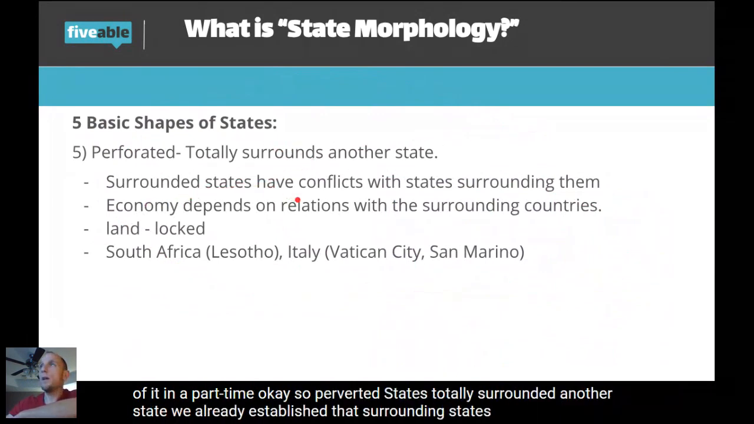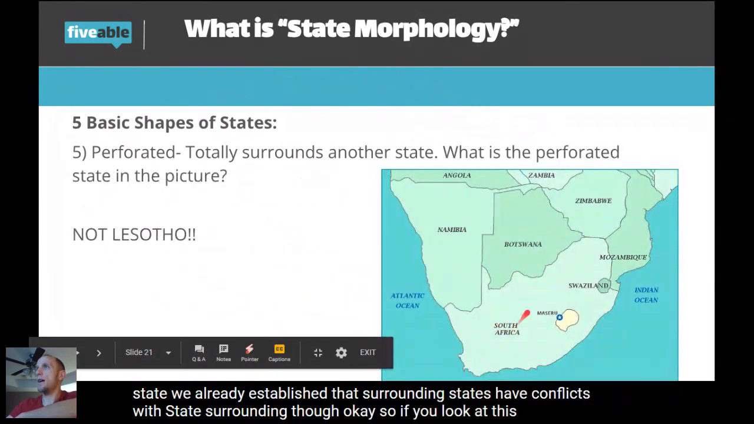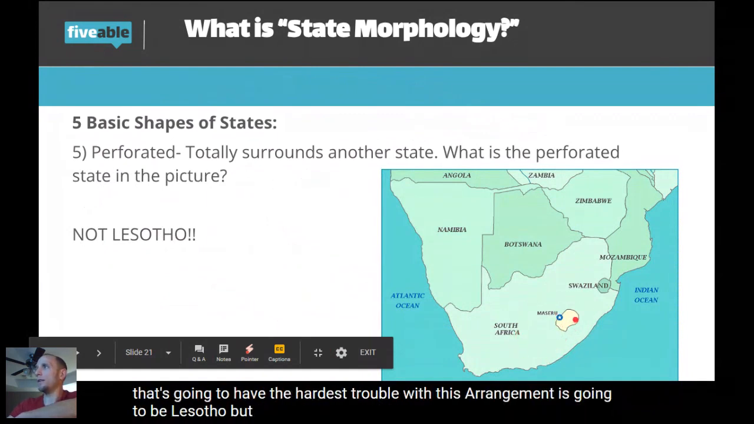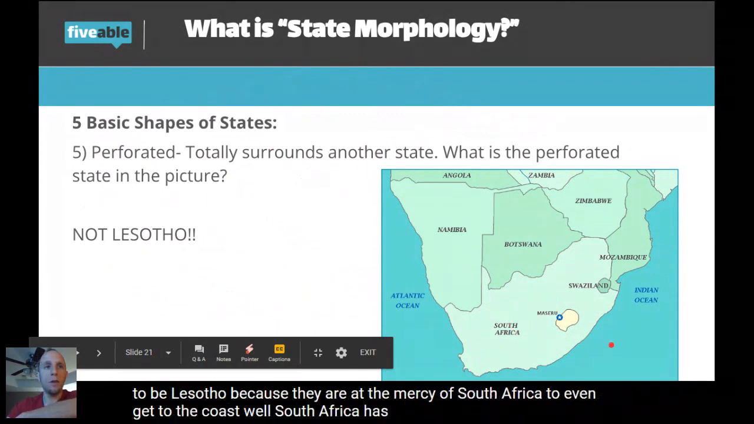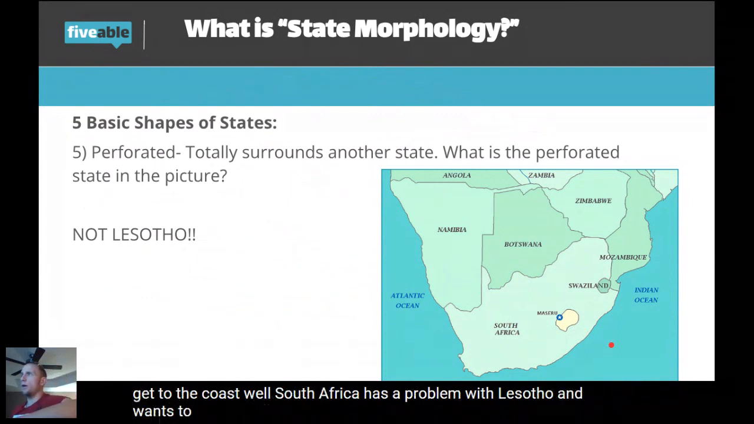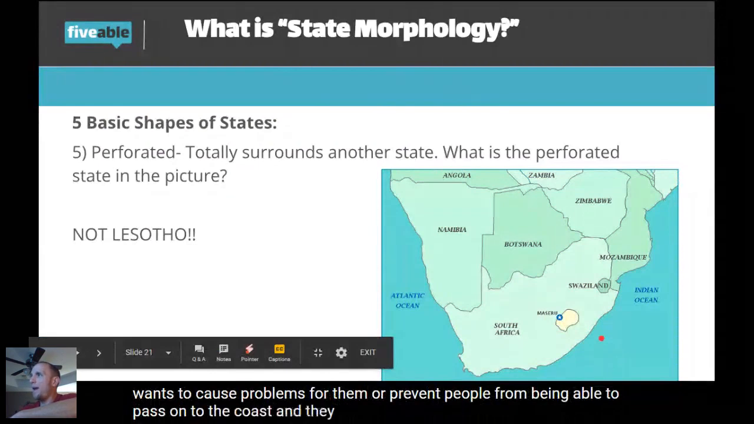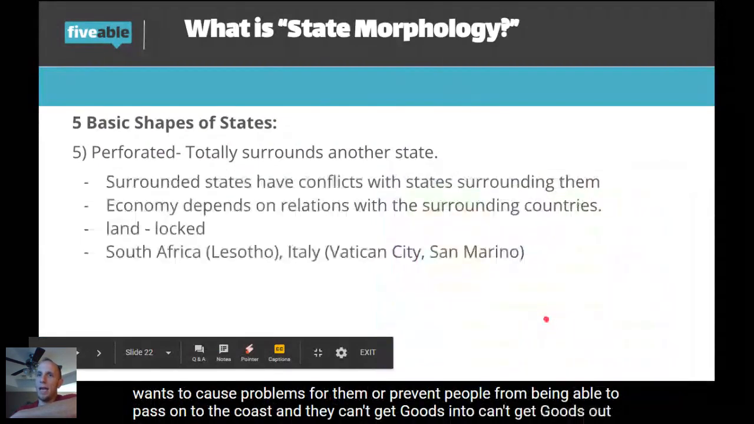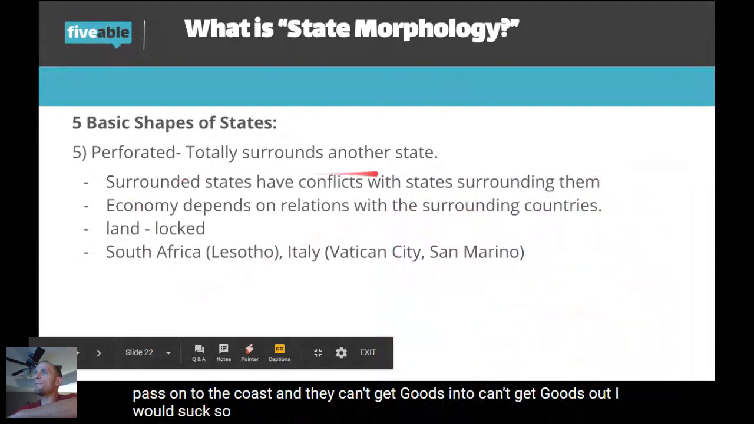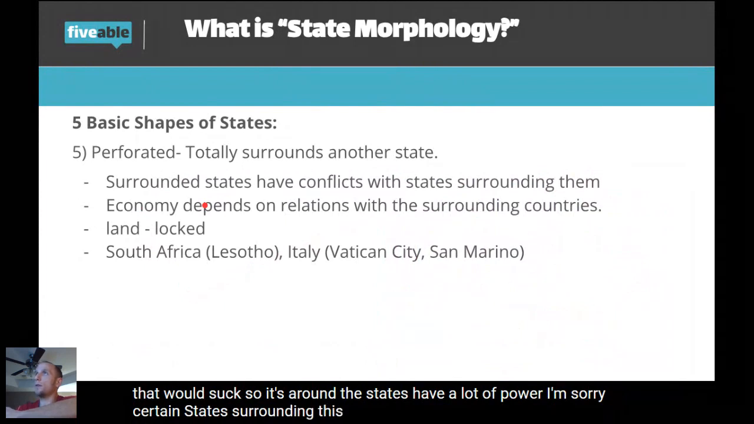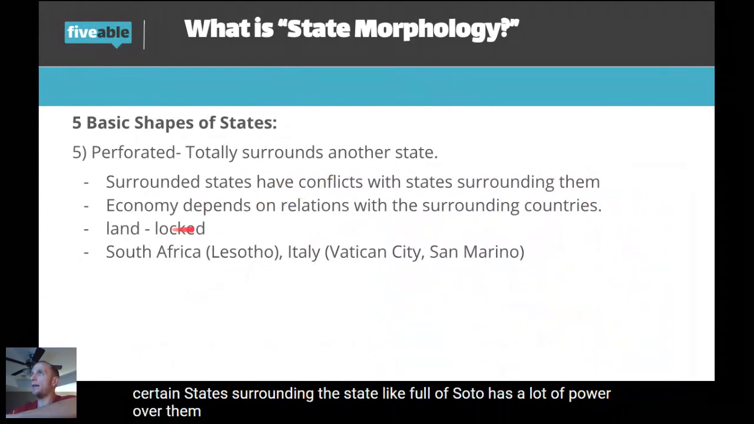Okay, so perforated states totally surround another state. We already established that. Surrounded states have conflicts with the states surrounding them. If you look at this, the state that's going to have the hardest trouble with this arrangement is Lesotho, because they are at the mercy of South Africa even to get to the coast. If South Africa has a problem with Lesotho and wants to cause problems for them or prevent people from passing to the coast, and they can't get goods in or out, that would suck. So states surrounding a state like Lesotho have a lot of power over them.